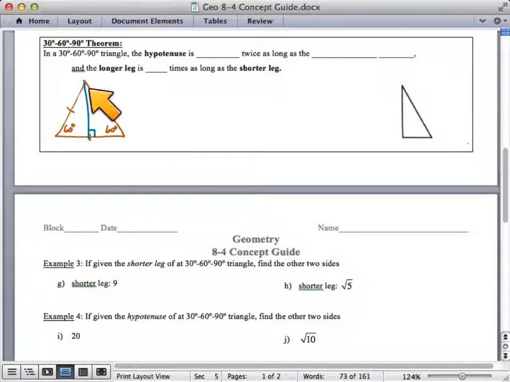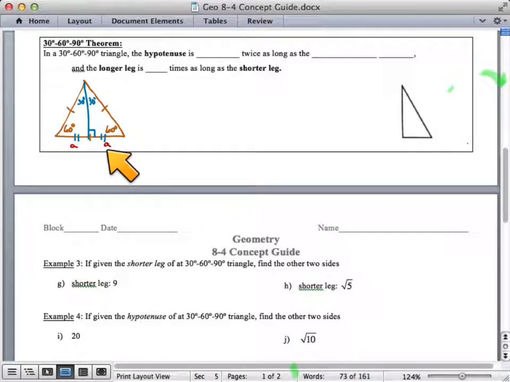If I drop an altitude in an equilateral triangle, it does special things because it's not just an altitude, it is also a median, an angle bisector, a perpendicular bisector. My goodness, it's busy. Here's what I'm going to do. I'm going to do this very strategically.